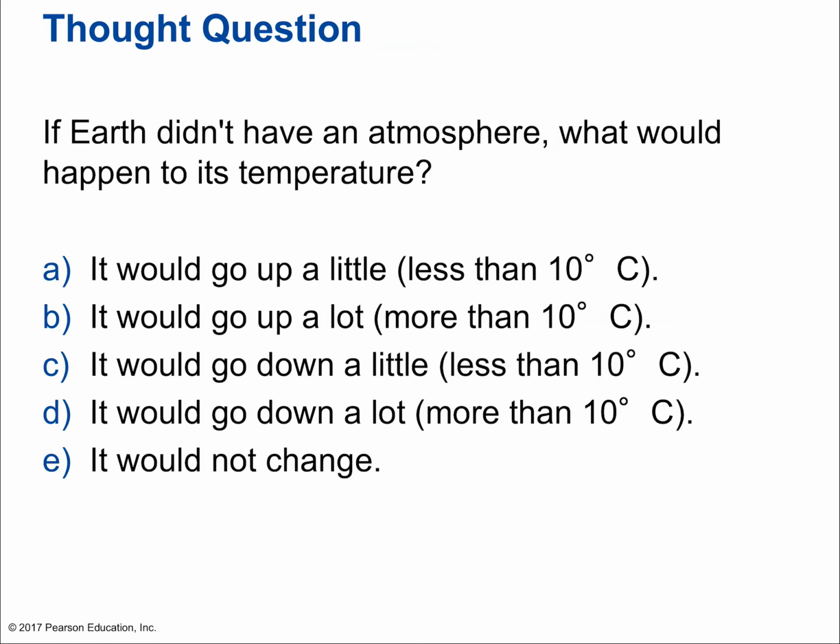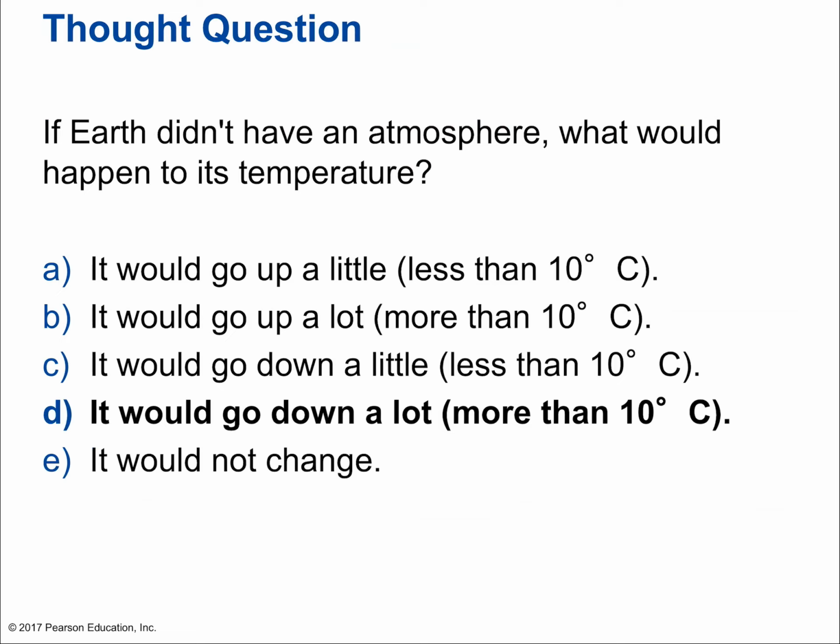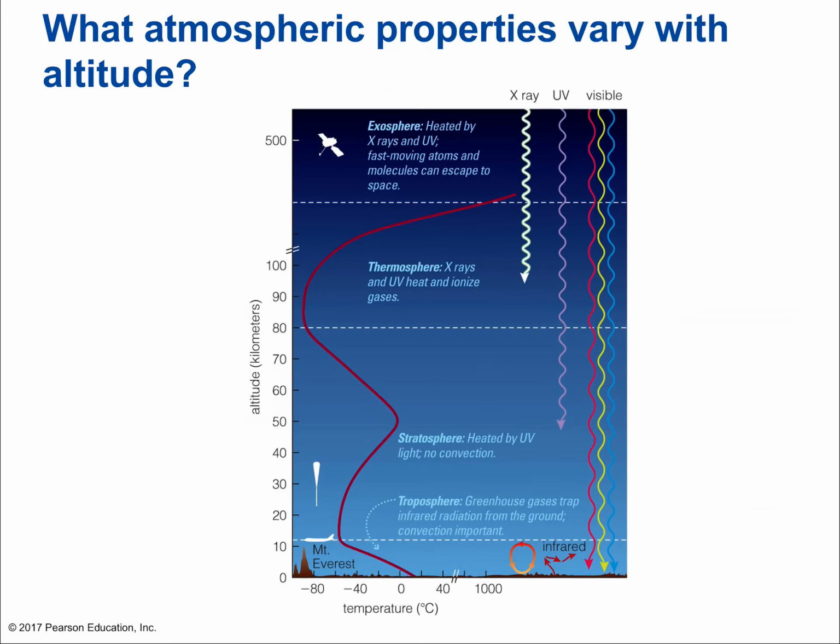If Earth didn't have an atmosphere, what would happen to its temperature? Think about it. Less, more. Yep, it would go down a lot, more than 10 degrees Celsius. If we lost our atmosphere, we would be, as you saw on the table, about 30 degrees cooler in Celsius. So let's talk about some properties of the atmosphere, the actual dividing lines. What are the properties of the atmosphere that vary with altitude?